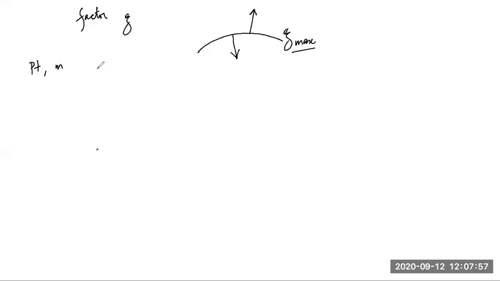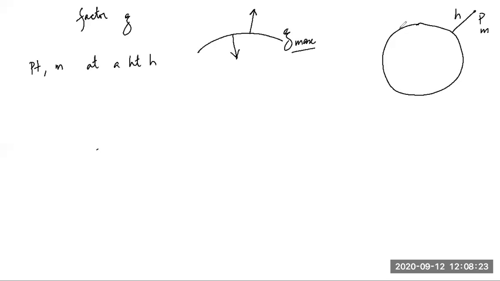Now let's imagine a point mass m at a height h from the surface of the earth. So I can say that this is my earth and here is the point P having mass m at height h from the surface of the earth. This is the surface of earth. So obviously we can take radius of earth as capital R E. E stands for earth.